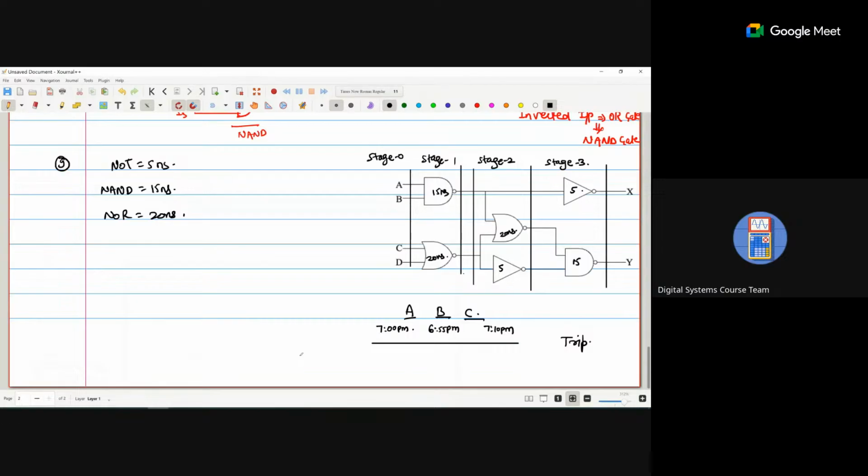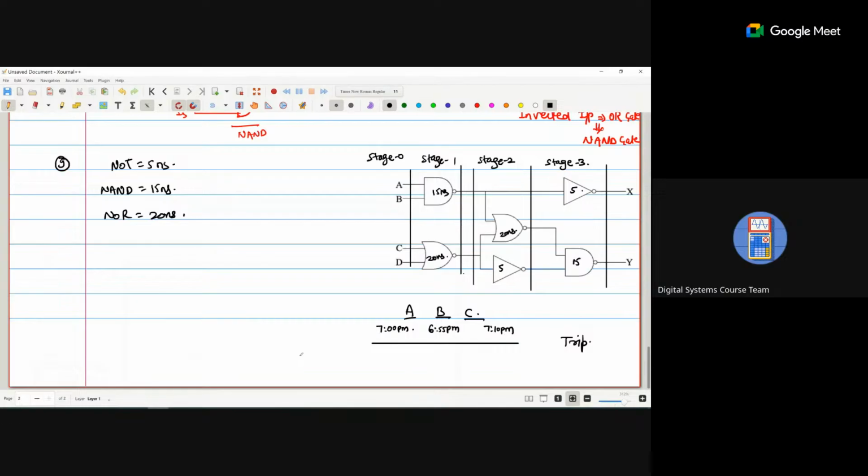Understand my question? What I am saying? Sir, please repeat the question. Three friends, A, B, C, are going on a trip together. Person A will reach the meeting point at 7 p.m., person B at 6:55, and person C at 7:10 p.m. So when you start your trip, it's at 7:10. That means at 7:10 all three persons will be there.